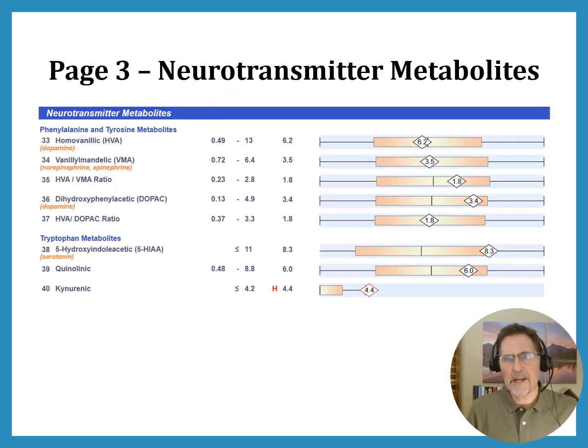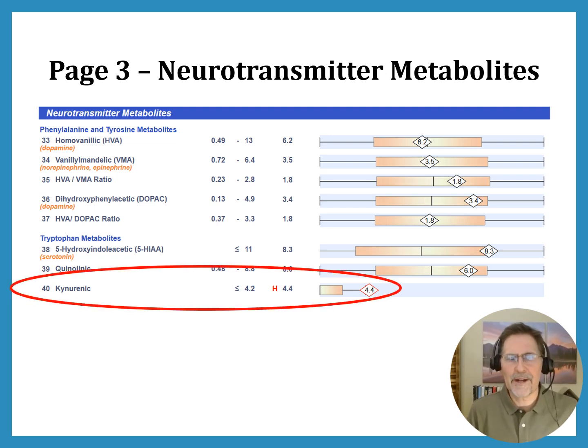Now, the organic acid test also contains neurotransmitter metabolites. And what's interesting in this particular child is that the neurotransmitter metabolites, for the most part, are normal. And that's not typical of most individuals with autism or other special needs conditions. Often there are imbalances where things might be high or low. The only thing that we see elevated in this particular case is marker 40, a compound called kynurenic acid.